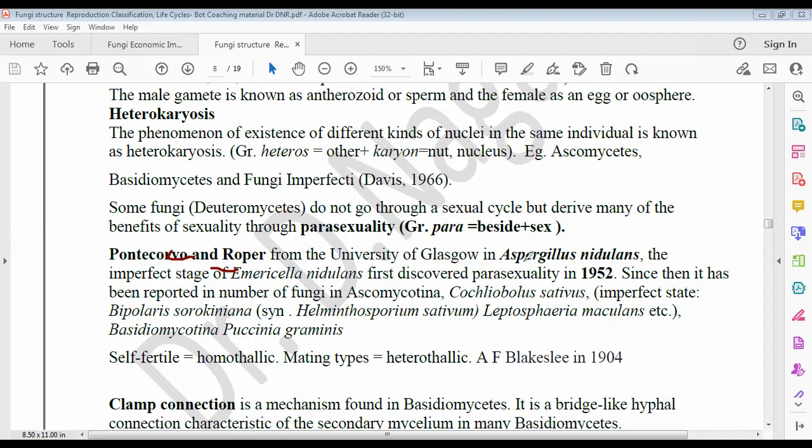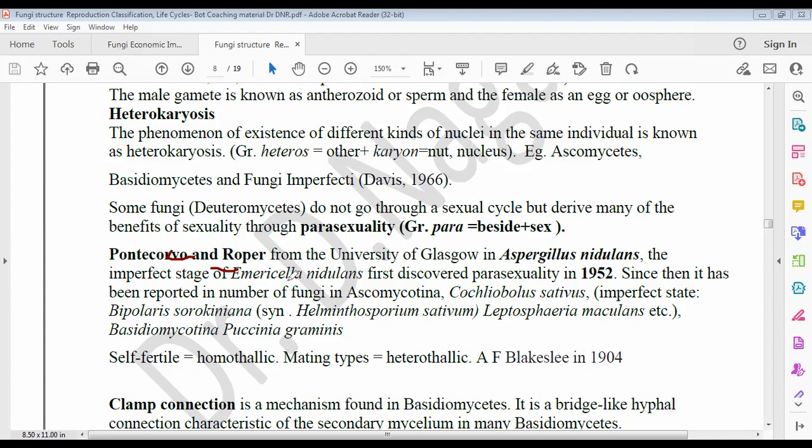Do you know the perfect stage of Penicillium? You didn't tell me the Aspergillus perfect stage. The perfect stage of Aspergillus is Emericella. Aspergillus nidulans perfect stage is Emericella nidulans. That is also an important question.